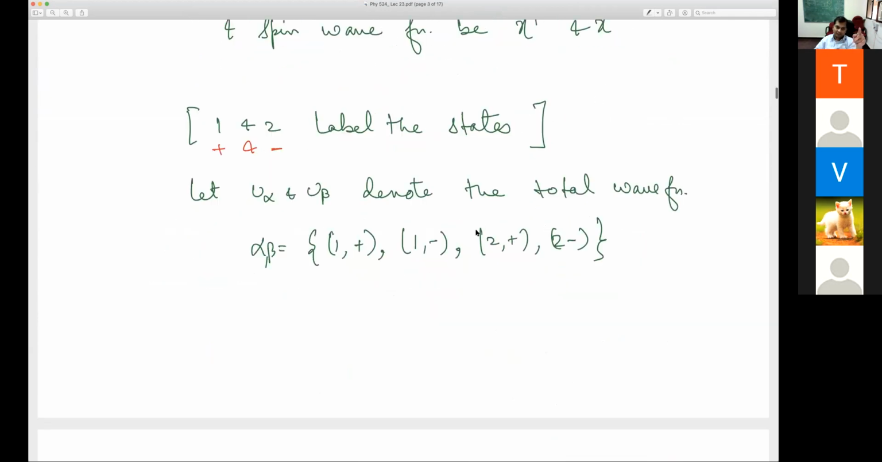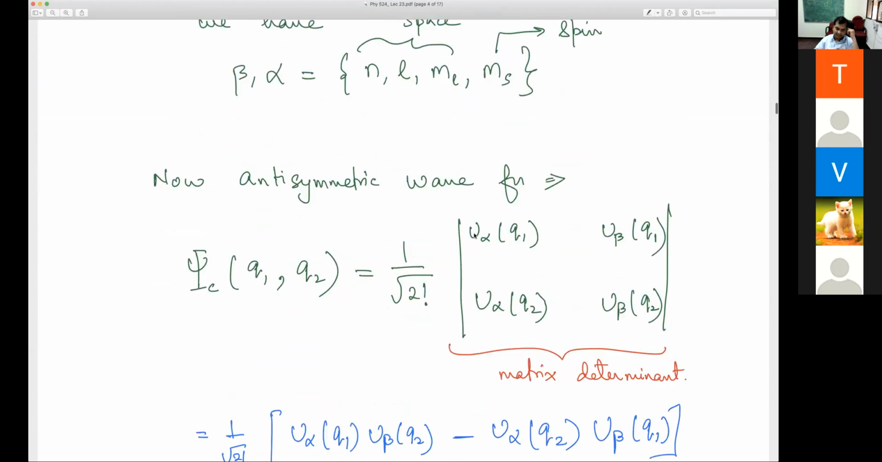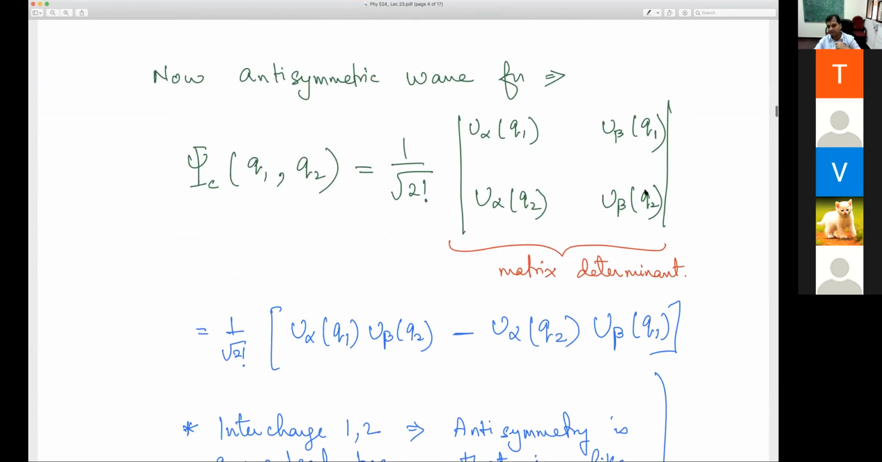So the claim is that whatever we wrote down as the symmetrized, anti-symmetrized wave function, I can write down in a sort of matrix determinant notation. So basically the composite wave function of these generalized coordinates q1 and q2, which I'm using as a shorthand for alpha, beta, is given by 1 by root 2 factorial times this determinant, where u alpha, the alphas form the first column, the betas form the second column, q1 forms the first row, and q2 forms the second row. Okay, so roughly particle labels form the rows and the state labels form the columns. So that's what you need to remember, basically.